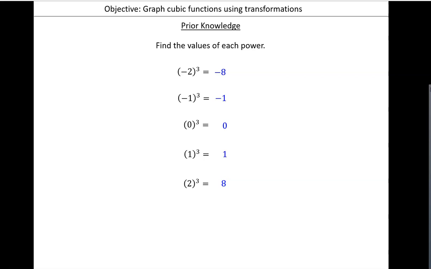0 to the third is 0. 1 cubed means 1 times 1 times 1, which is still 1. And then positive 2 to the third power would give us a positive 8. Those are actually going to become the values of x and y in our key points that we'll see here in a moment.